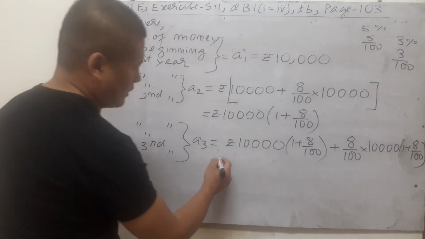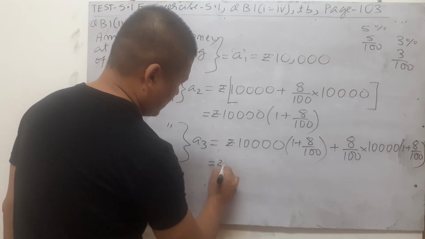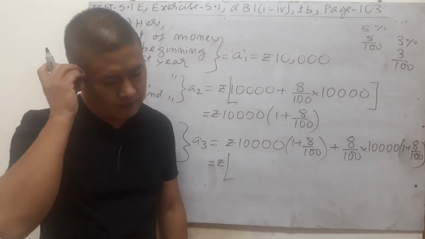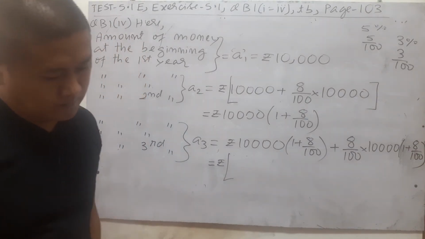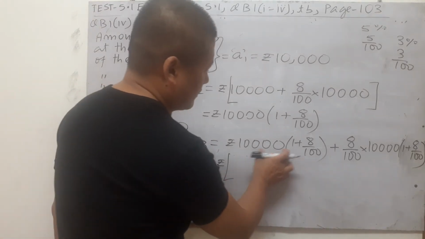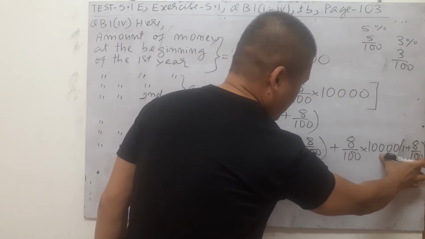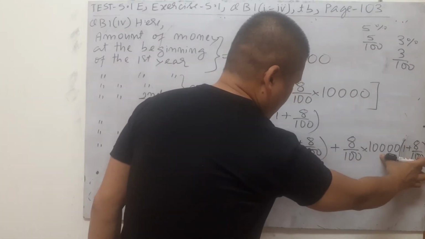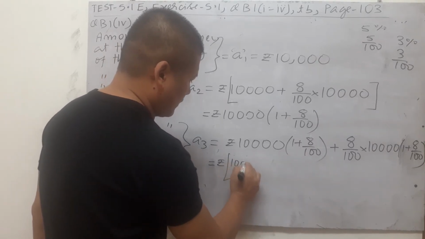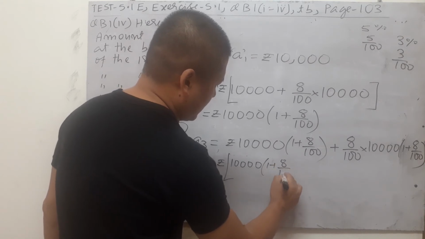So that will be equal to, if you take common factor here, rupees, let me just block it like this. Okay, so here if you see, you're going to see 10,000 into 1 plus 8 by 100. 10,000 into 1, this one is the same. 10,000 into 1 plus 8 by 100, same here. So take that as the common factor, 10,000 into 1 plus 8 by 100.